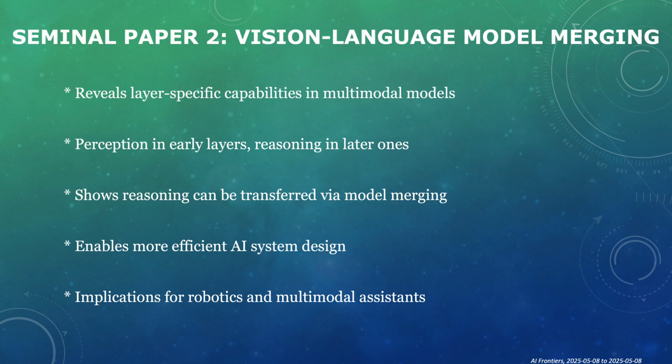Another seminal contribution comes from Shiqi Chen's team, investigating vision language model architectures. Their research reveals how perception and reasoning are distributed across different model layers, with early layers handling visual perception and later layers managing reasoning tasks. The demonstration that reasoning capabilities can be transferred through model merging without disrupting perception opens new possibilities for efficient AI system design, with implications for robotics and multimodal assistant development.